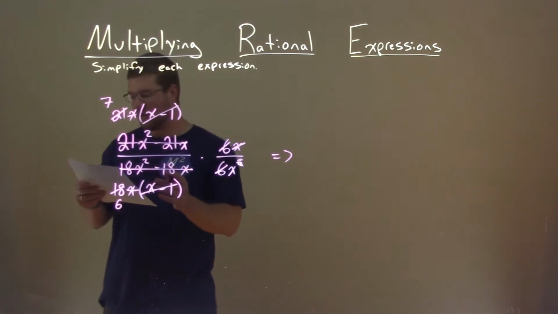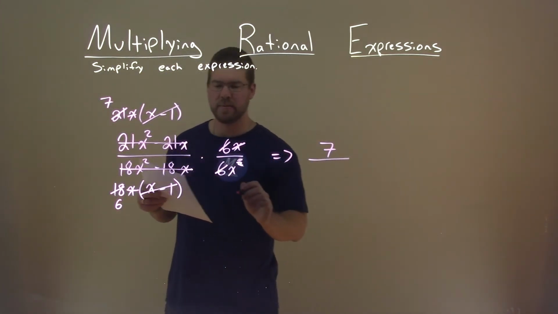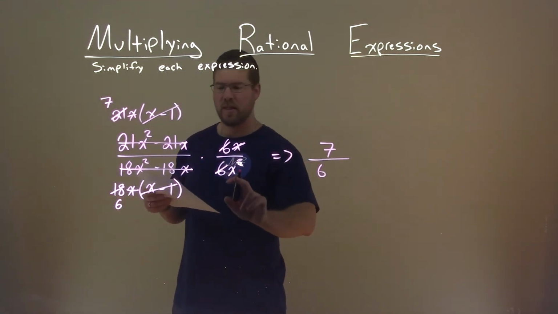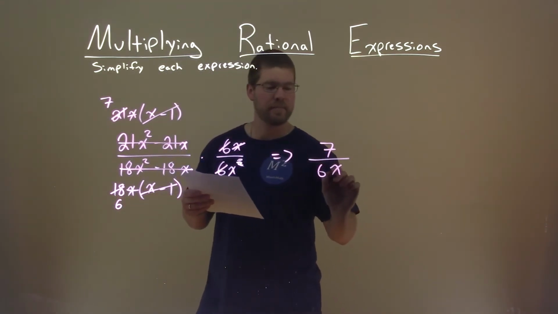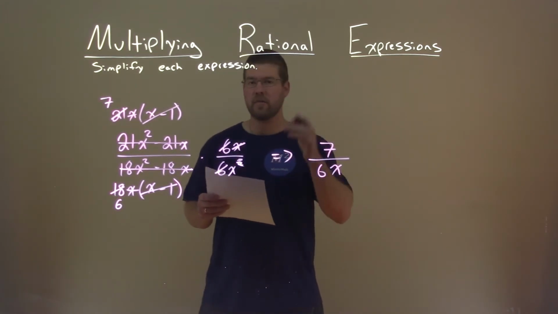What's left in the numerator is just that 7. So take your time here. What's left in the denominator is this 6, as well as that x. Don't forget it. And so 7 divided by 6x here is our final answer.